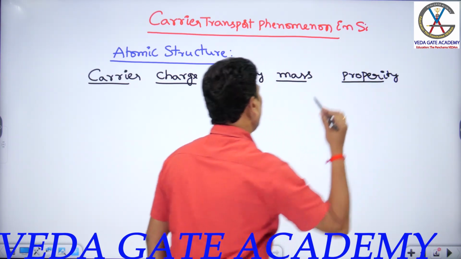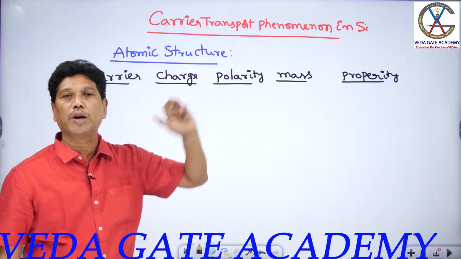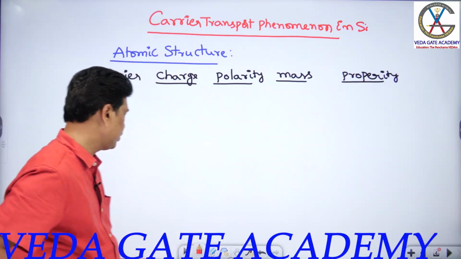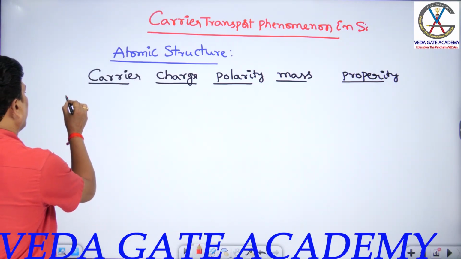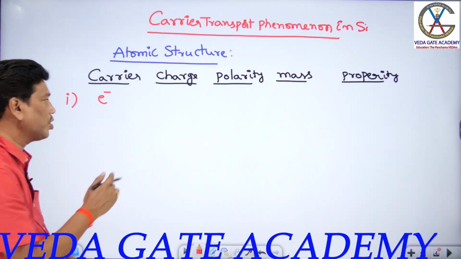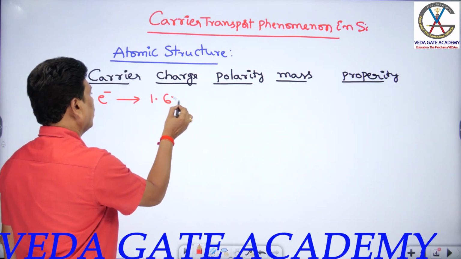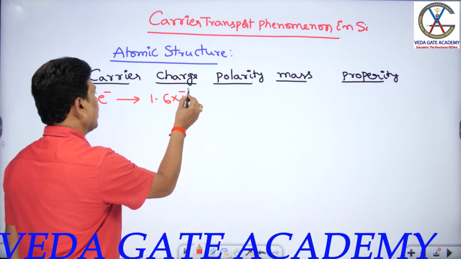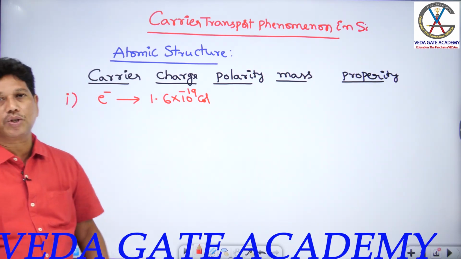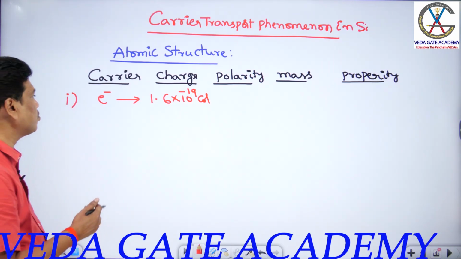Okay, now I can consider carrier, charge, polarity, mass and property. So what are the carriers I told you? The first one is the electron. The electron charge is 1.6 into 10 power minus 19 coulombs.